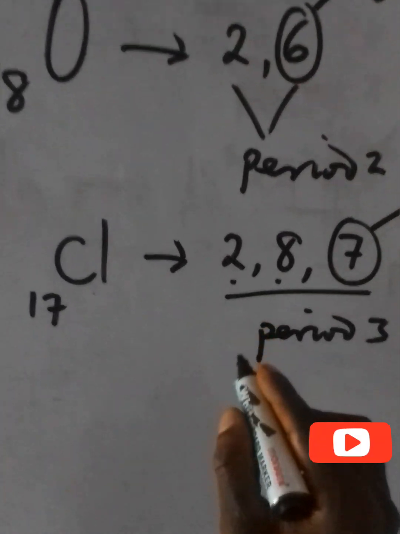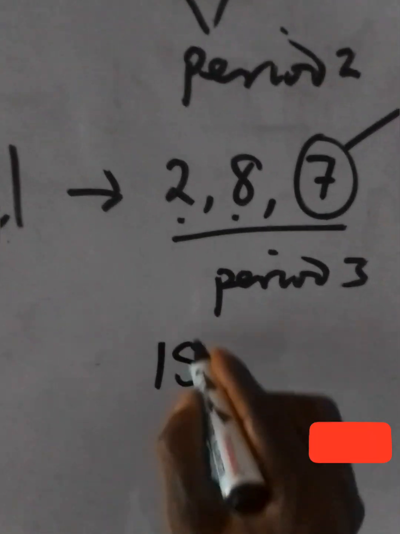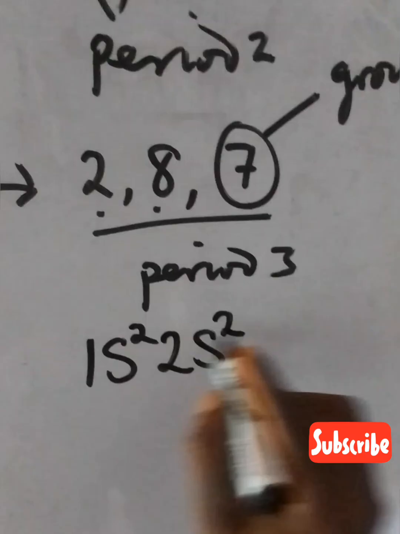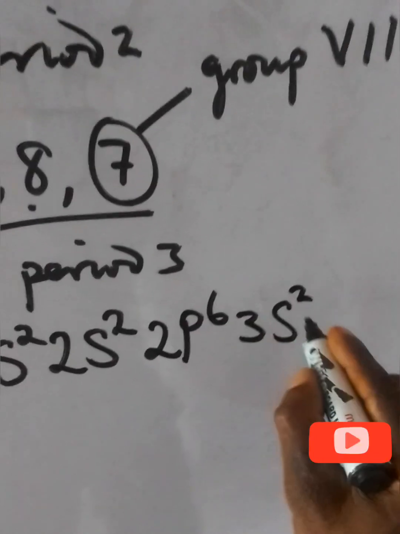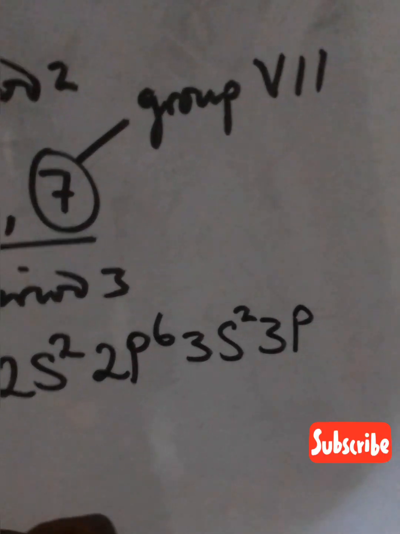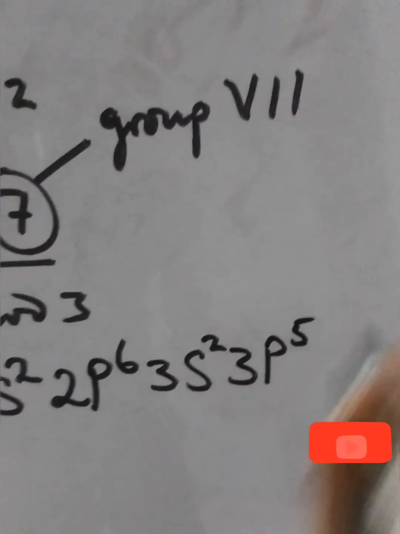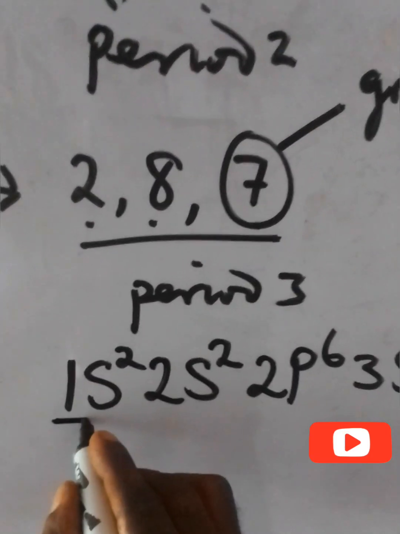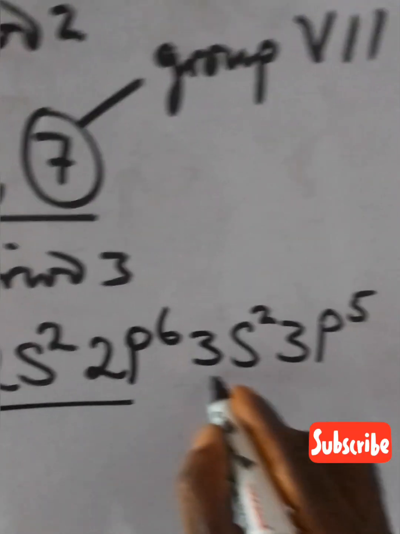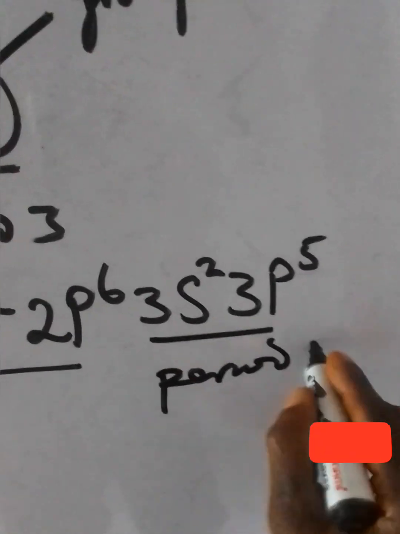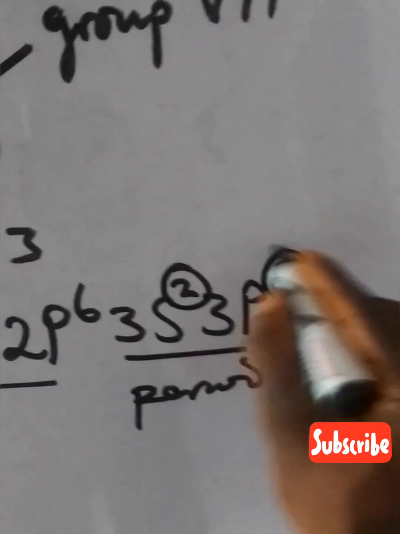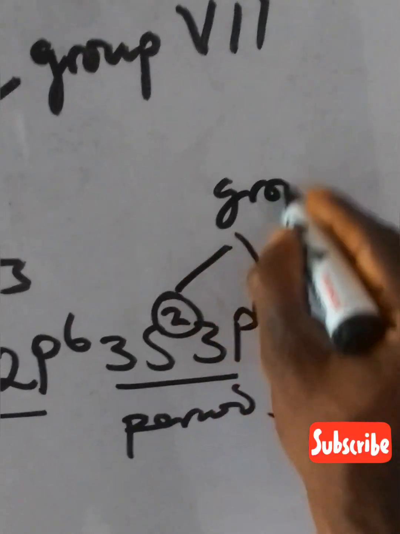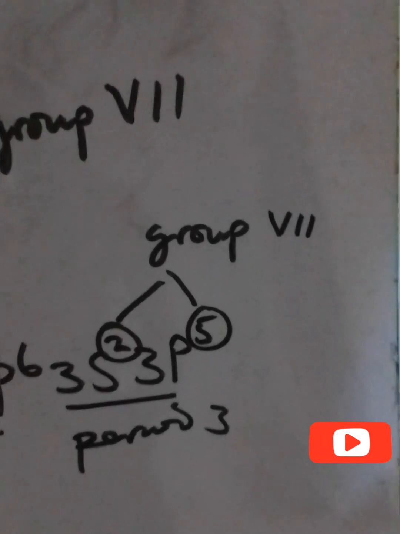Atomic number 17. You can decide to write the electronic configuration of chlorine this way. 1s2, 2s2. We have registered 4. 2p6. We have registered 10 now. 3s2. We have registered 12. And 3p, 17 minus 12 is 5. So it remains 5 here. You can see that chlorine has passed first period, it has passed second period, and it's now in the third period. So it's still period 3. And on this period 3, the number of electrons on top are 2 plus 5, and that gives you group 7, because 2 plus 5 is 7.